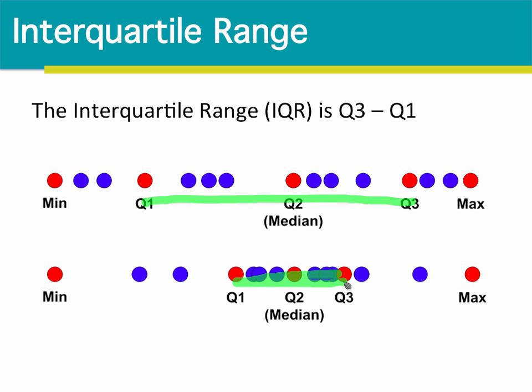And so we can see that the interquartile range is a way of measuring the spread of data, and that it reflects the fact that when the data values are more concentrated around the median, they're sort of tighter together, the interquartile range will reflect that.